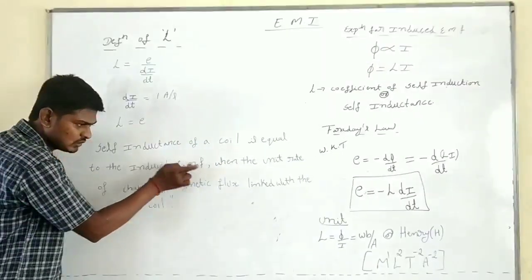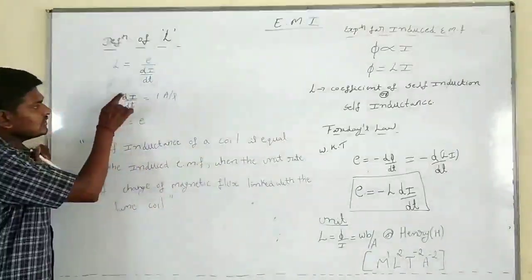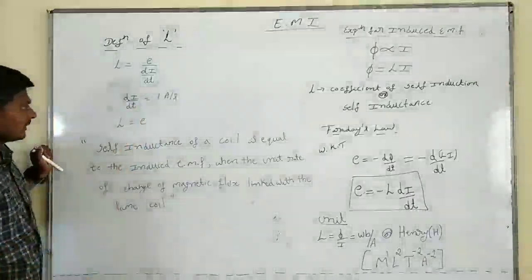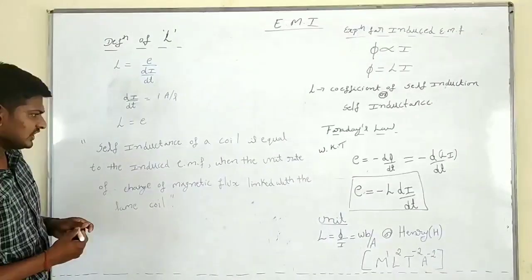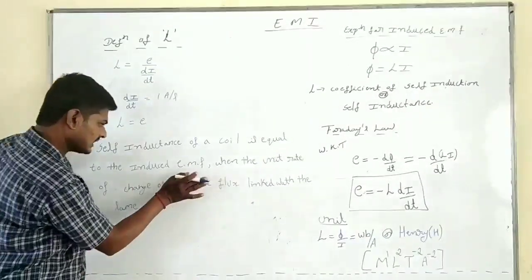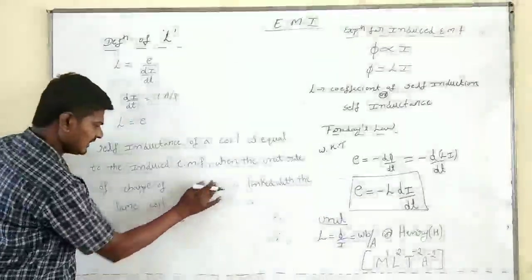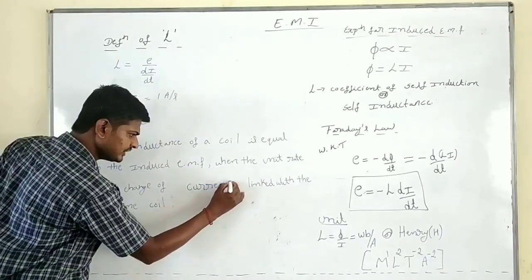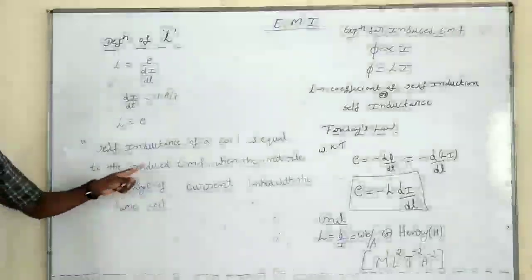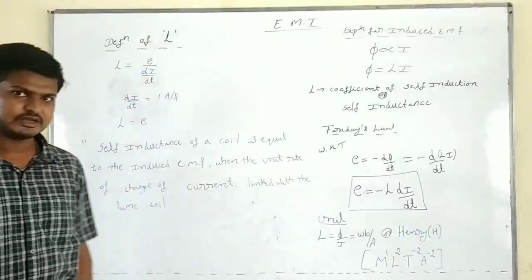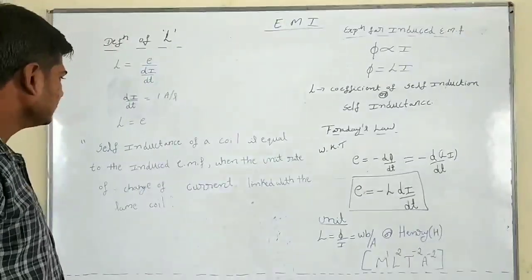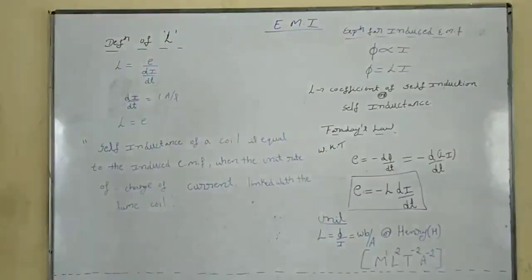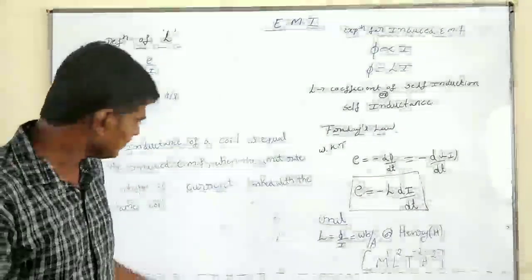Self-inductance of a coil is equal to the induced EMF when the unit rate of change of current is linked with the same coil. We are going to call it self-inductance. Okay, clear?